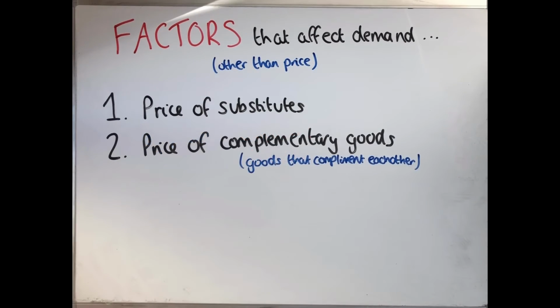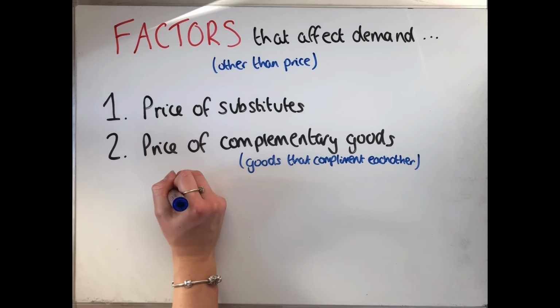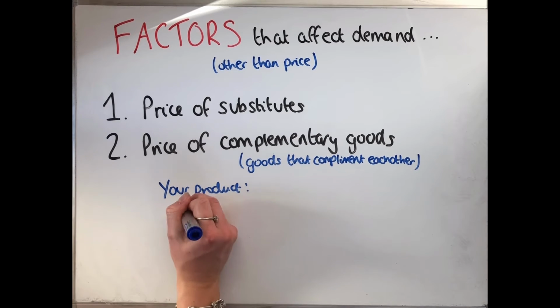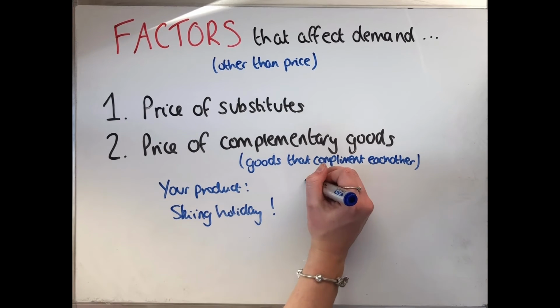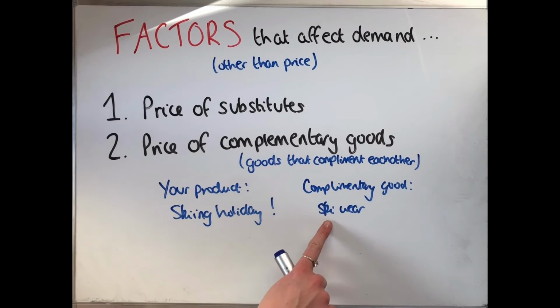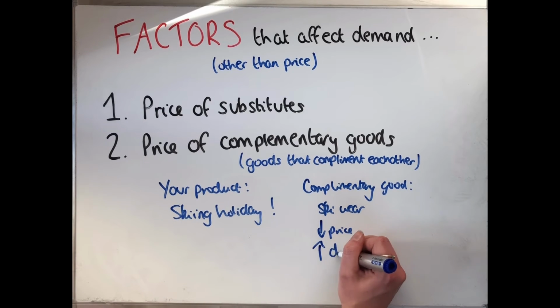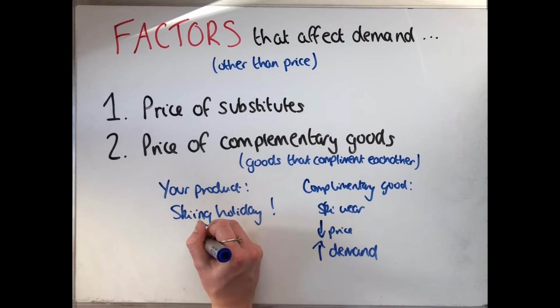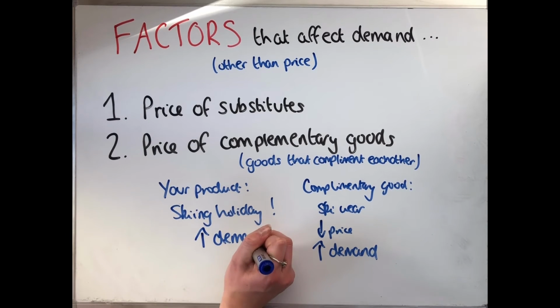So the next factor that affects demand is the price of complementary goods. Let's say your product is a skiing holiday. Now, your complementary good is going to be ski wear. If the price of ski wear goes down, demand for ski wear is going to increase, which could mean that the demand for skiing holidays will increase.